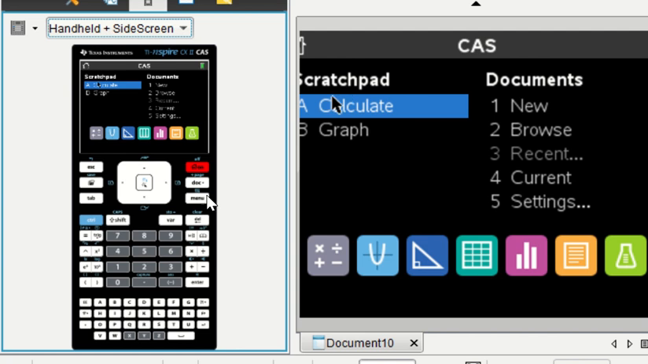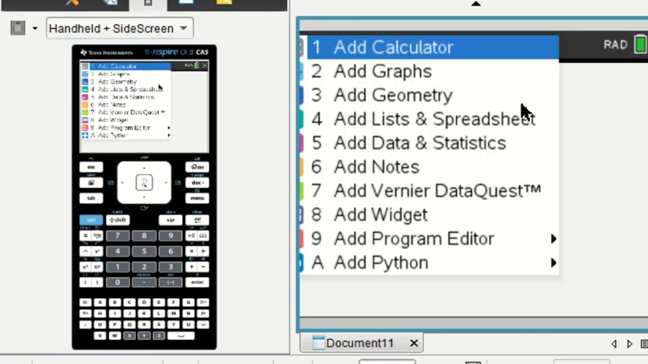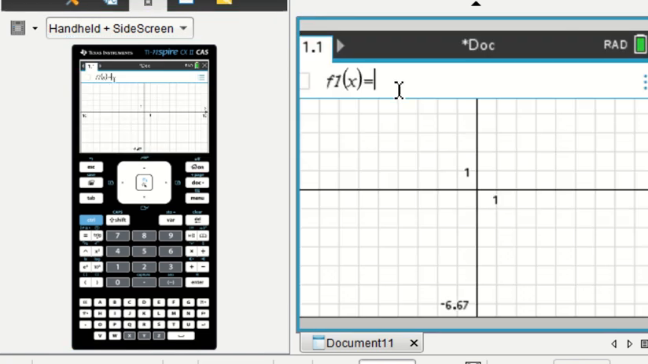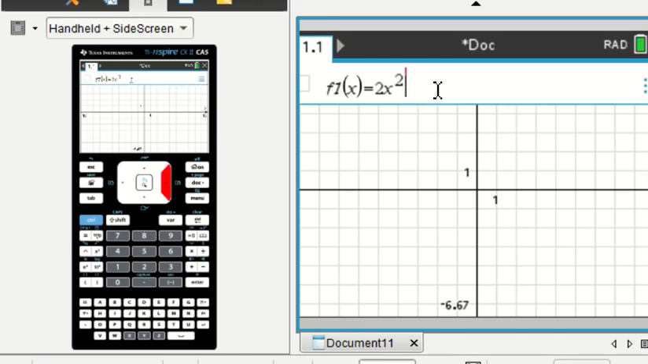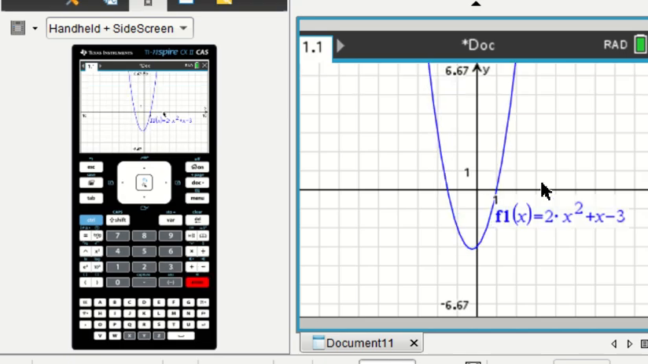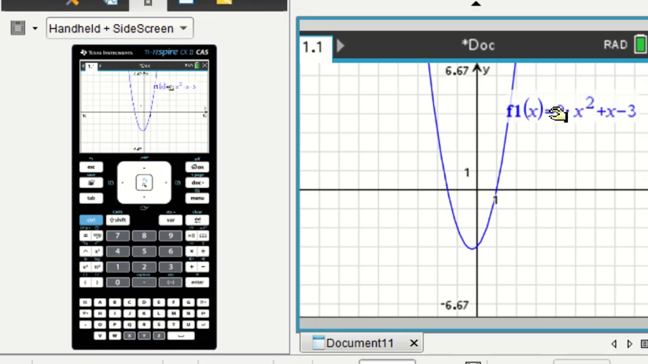So 2x squared plus x minus 3. So this is what my function looks like. Now I'm going to graph my 4 answer choices and see which one gives me the same exact parabola.